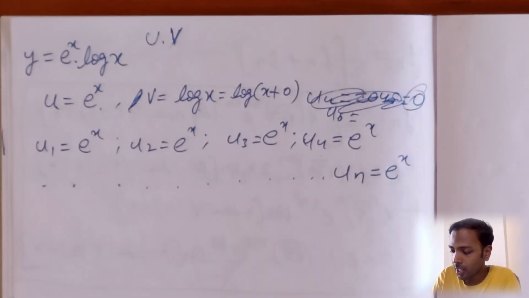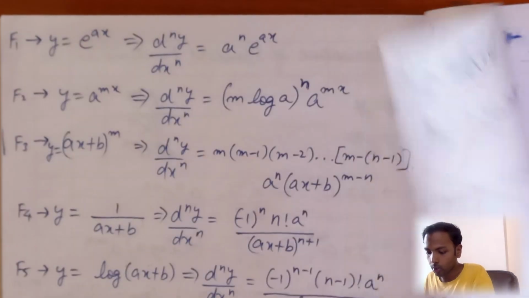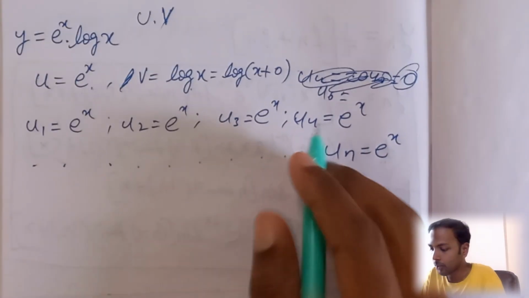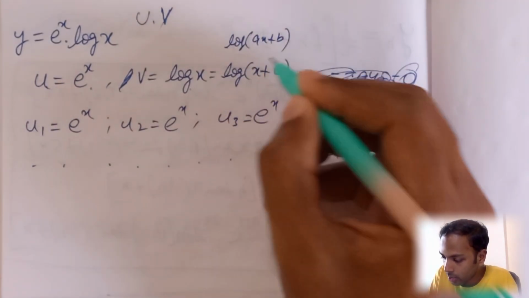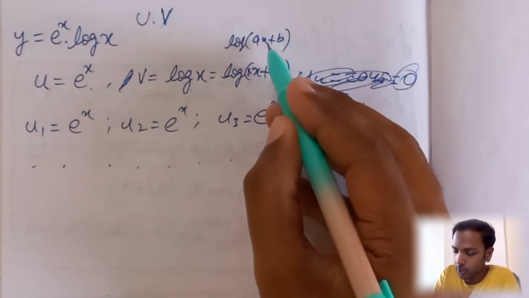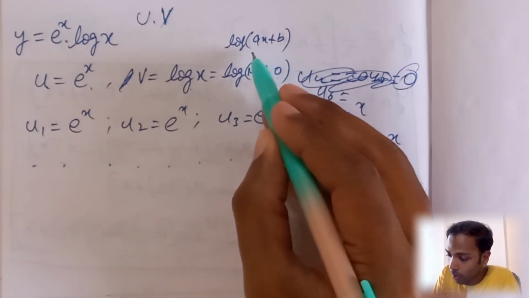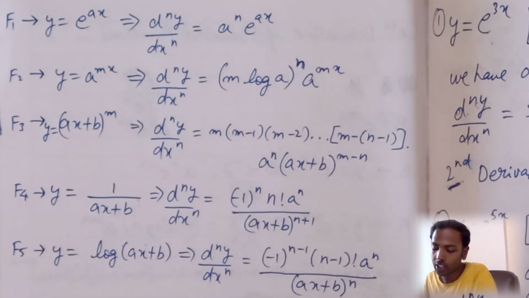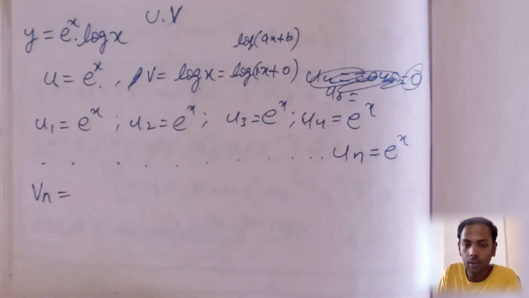Standard function means nothing but there is a fixed formula. There is a direct formula that you can apply for log x, because according to this formula, look here. Log of ax plus b. Isn't this in the form of log of ax plus b? In place of a, there is 1. If the coefficient is nothing, it means it's 1. Plus as it is there. In place of b, there is 0. So this is in the form of log of ax plus b. So we have a direct formula to find the nth derivative of log of ax plus b. We'll just apply this formula and find vn. Am I right? We'll find vn by that.